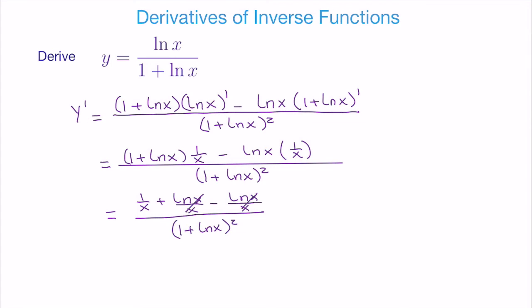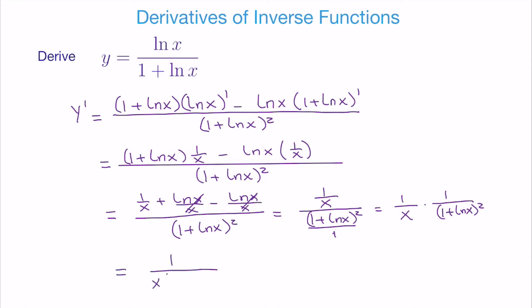And what we have here is a complex fraction. It's 1 over x over 1 plus ln x squared, which has a 1 in the denominator. So we keep the top and multiply by the reciprocal of the denominator. So the derivative of y is 1 over x times 1 plus ln x squared.